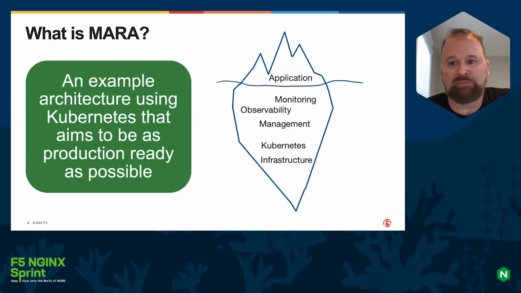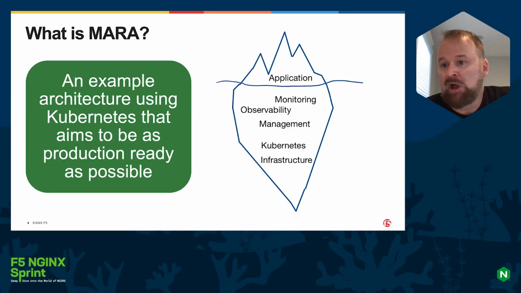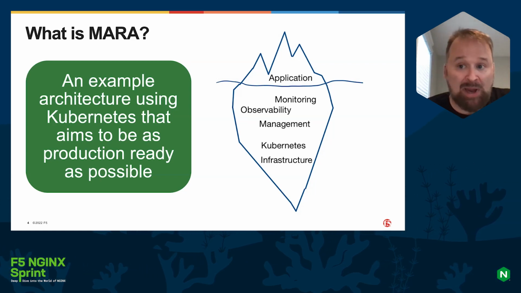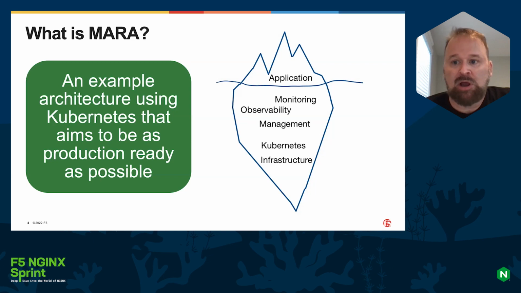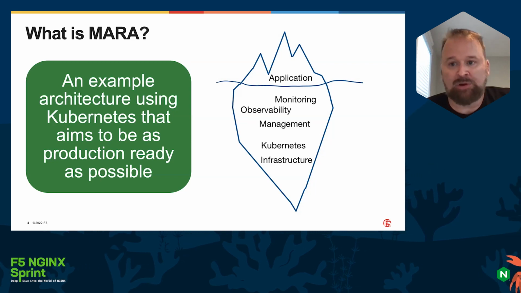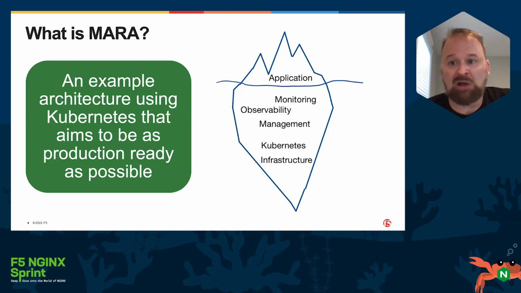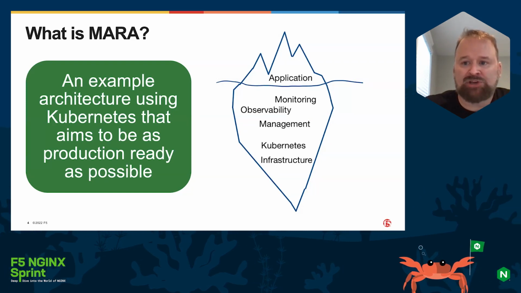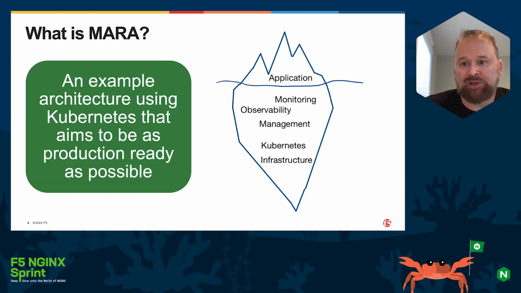There's monitoring and management, observability. Below that, there's Kubernetes, there's an OS, and somewhere way down there is hardware. That all needs to work together in order to prop that application up and make it work. So a modern application is way more than just the application.